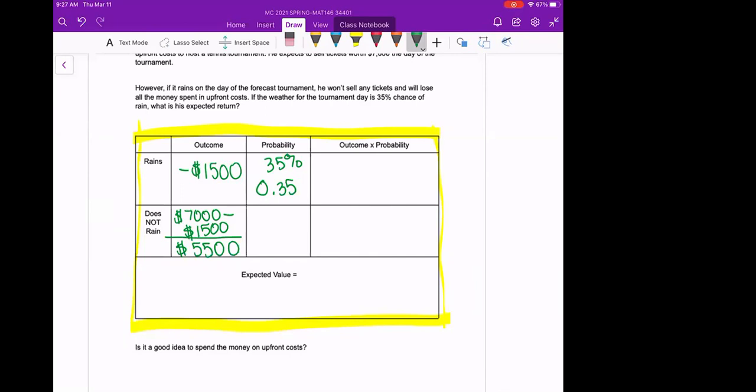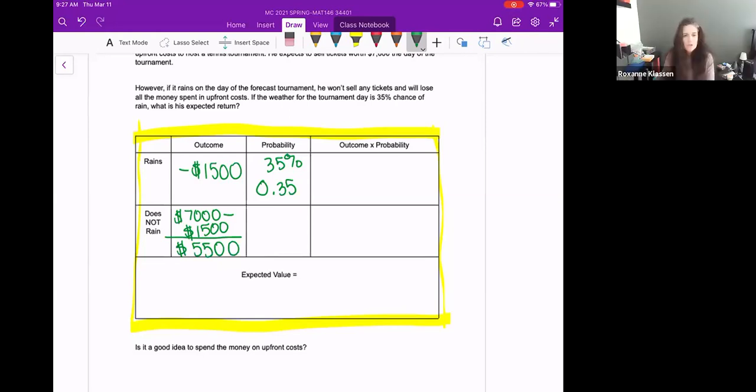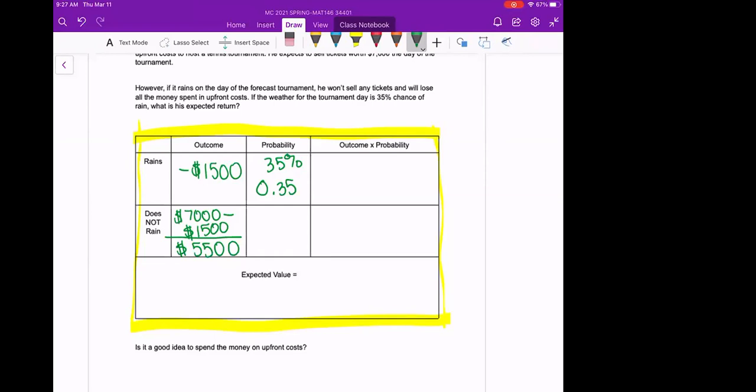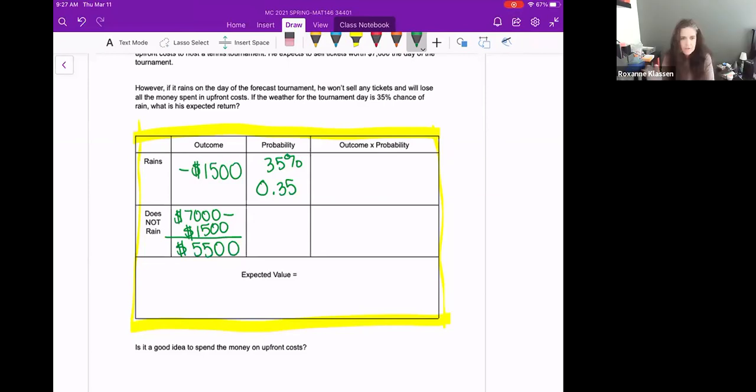Would it be negative 0.35? Okay, I want you to think about weather. It's either going to rain or it's not going to rain, right? Those are our only choices. If they tell us there's a 35% chance it is going to rain, what are the chances it's not going to rain?